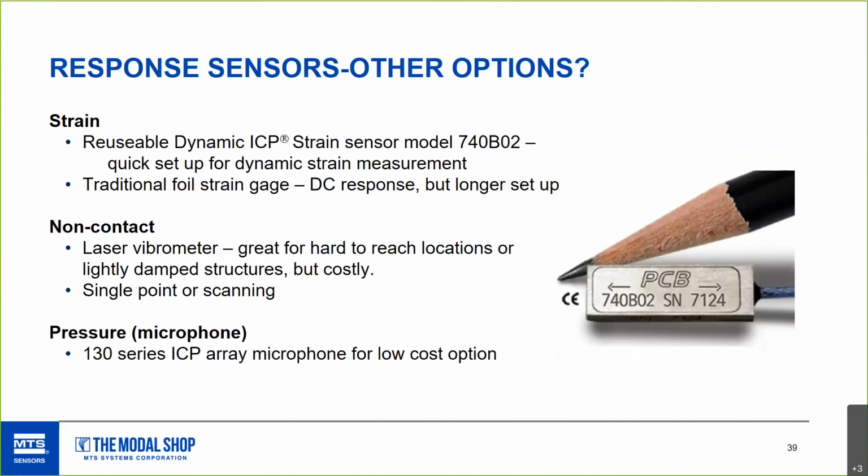Some other options: accels aren't the only methods of taking response data. You could use a reusable dynamic strain gauge, like we have this model 740B02, or a traditional foil strain gauge. That may be a longer setup. You could set up one of these dynamic strain gauges, it even powers up with an ICP traditional channel. You could set it up in a minute and then take it off when you're done and be off to the races.